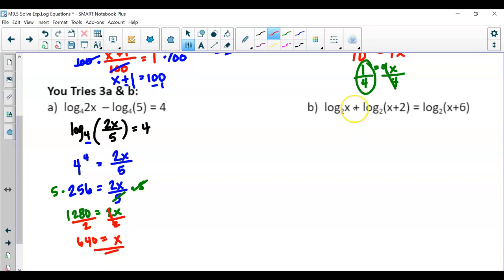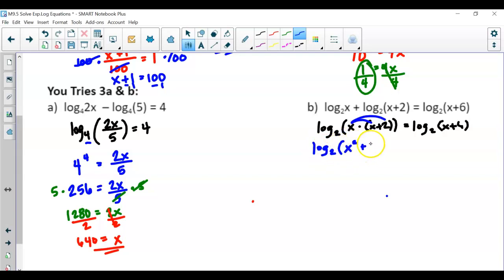Now here we are adding, so the bases are the same, so this is multiplication, right? We're multiplying. Sorry guys, my pen is still kind of off. And so with condensing, because the bases are the same, log base 2 of x times x plus 2, which is equal to log base 2 of x plus 6. Now, notice though, when multiplying here, we are distributing an x. So this is the same as log base 2 of x squared plus 2x, which is equal to our log base 2 of x plus 6.